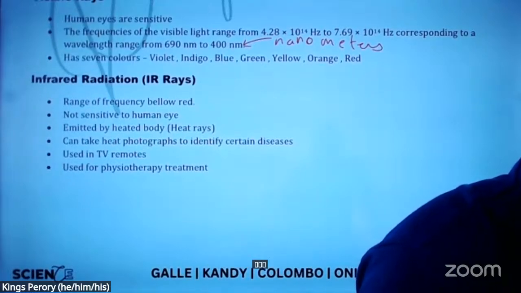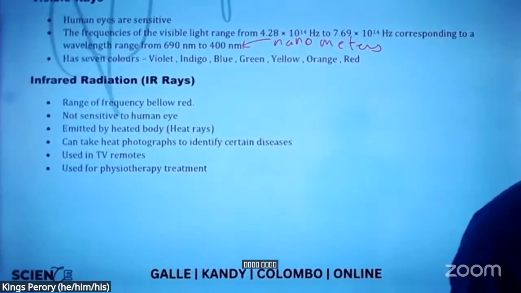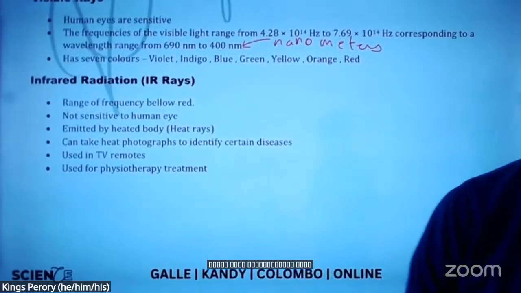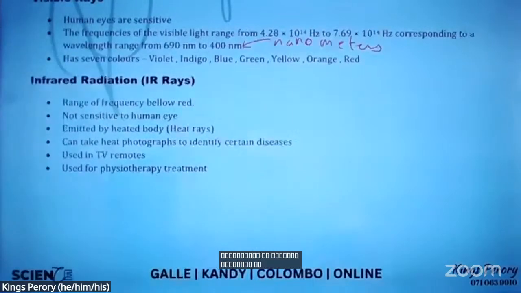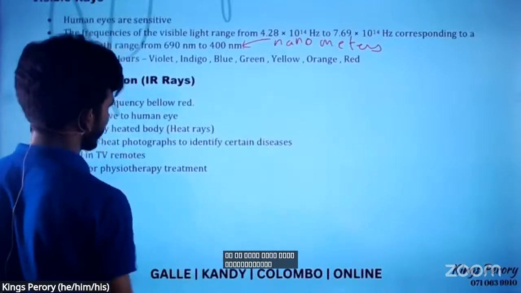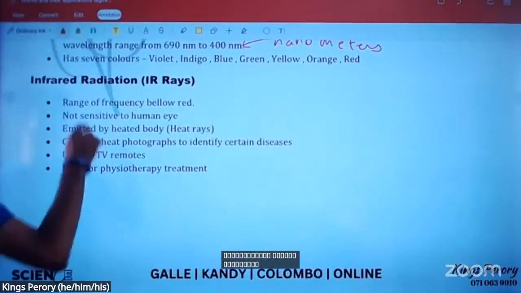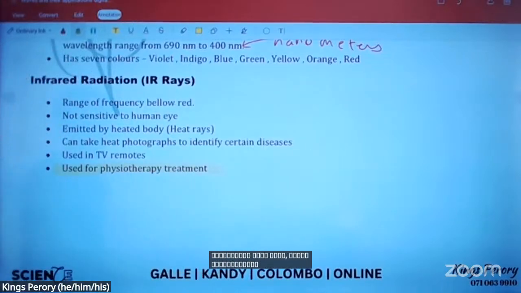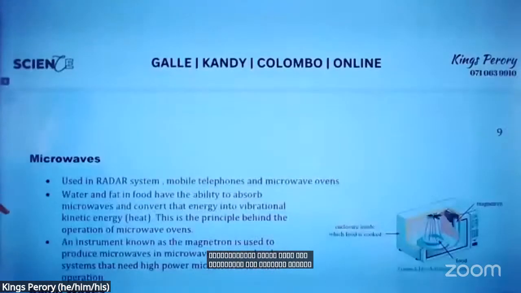Okay. Right. Lena. A range of frequency below red, not sensitive to human eye, emitted by heated body, heat rays, can take heat photographs to identify certain diseases, used in TV remotes, used for physiotherapy treatment. So you can take heat photographs and identify certain diseases. There's a special treatment called physiotherapy treatment. For physiotherapy treatment also they use IR radiation.